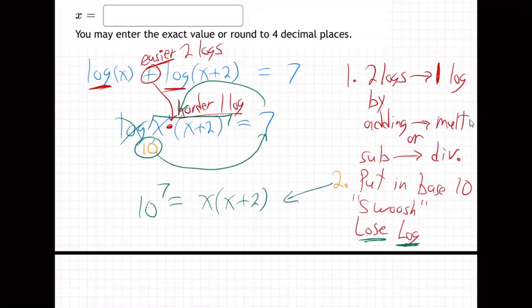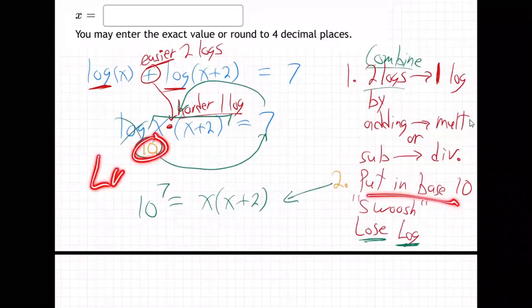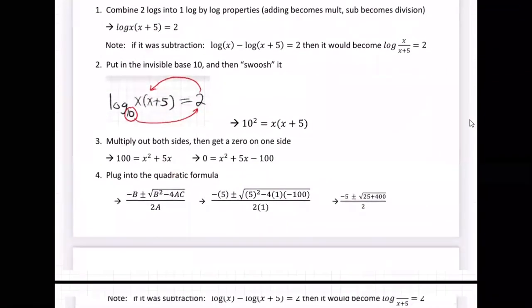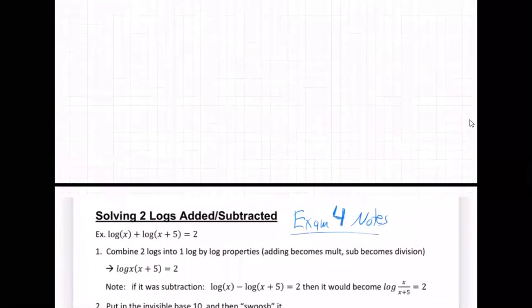So there's step 2. So step 1, we combine 2 logs into 1 log by the properties. Adding becomes multiplication. If you happen to have subtraction, that becomes division. Then you put in the invisible base 10, because every log really has a base. If it's not showing, it's 10. If it's an ln and it's not showing, its base is e, but if it's the regular log word, it's a 10. Put that in and do the swish. When you do, you lose the log. That's how you change from log form to exponential form. See how it's exponential now? It's powers. Okay, and now what are you going to do with that? Well, step 3, multiply out both sides, then get a 0 on one side.